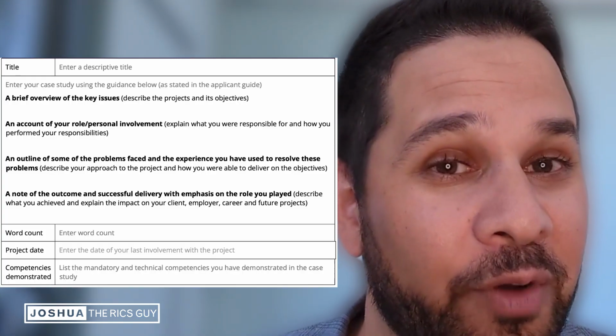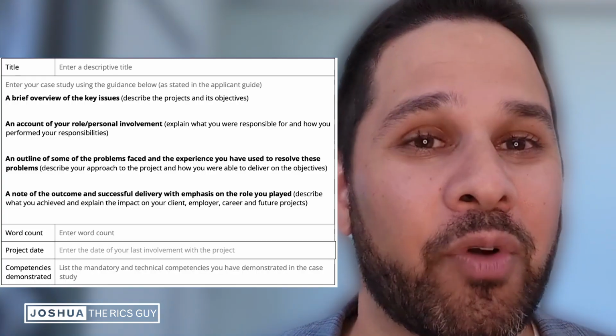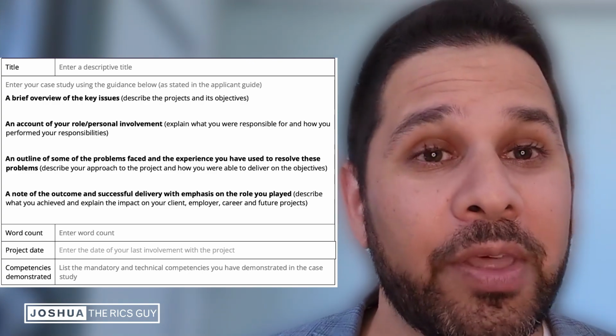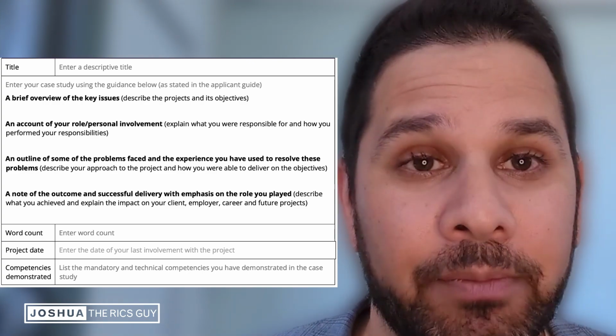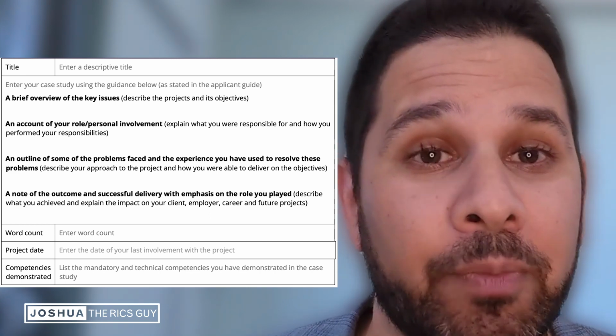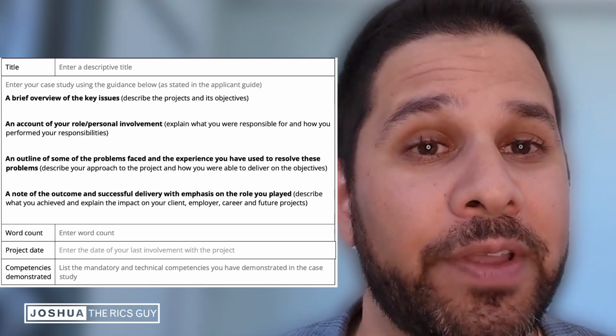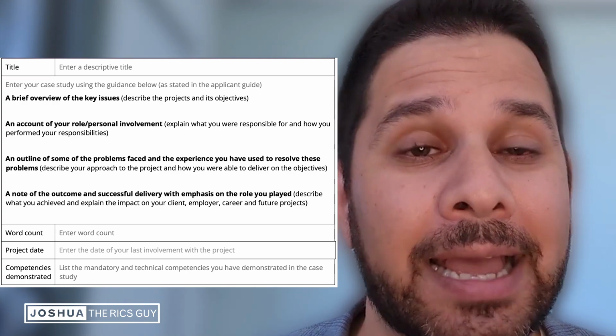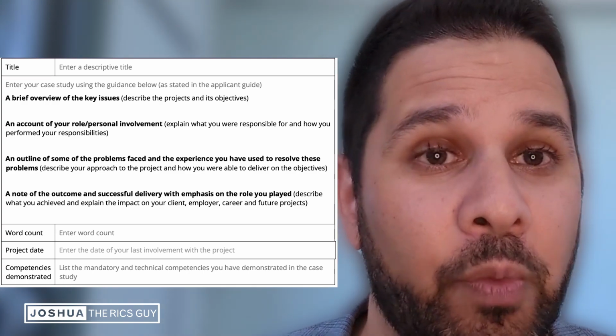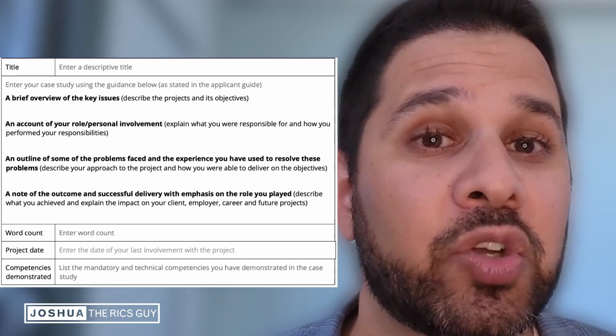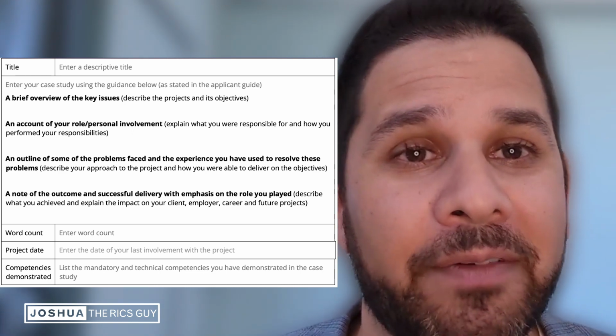There may also be a few things that you could consider in the case study. This is going to be your own personal preference, but these are recommendations from the guidance, and it goes as follows. You'll provide a brief overview of the key issues and an account of your role and personal involvement. I want you to think of this heading as the introduction, broken down into 2 sections. Then an outline of the problems faced and the experience you have in resolving these problems. Please consider this as the case study approach: what you did, how you did it, and the advice towards the competencies, and this might be 5 to 7 sections.